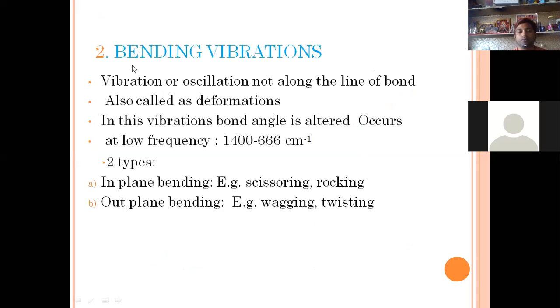Now the second type, bending vibrations. These vibrations or oscillations are not along the line of the bond. They are also called deformations. In these vibrations, bond angle is altered. It occurs at low frequency, 666 per centimeter to 1400 per centimeter.